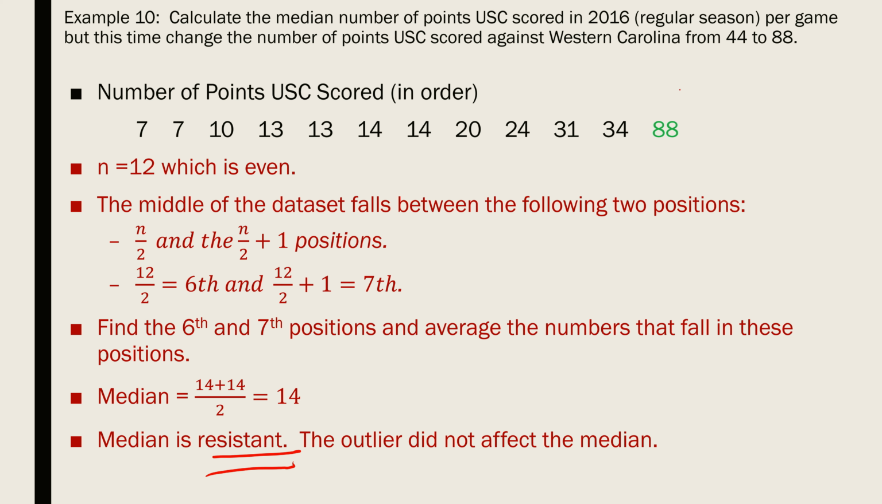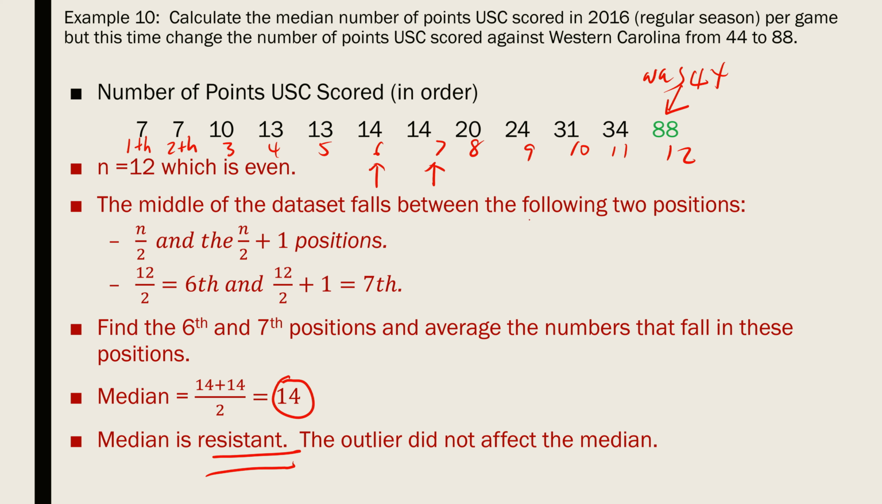Note that now in this data set, the largest number is 88. It was 44. However, we use the same methods to calculate the median. So first, we place the data from small to large, and we still find the 6th and 7th position. So this is the 6th position, this is the 7th position, and the median is still 14.